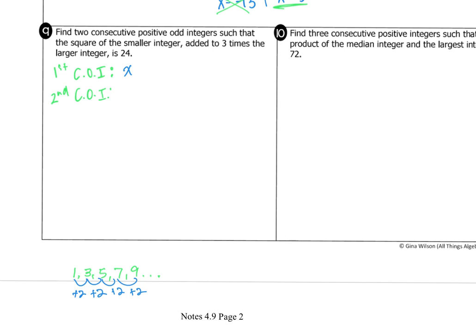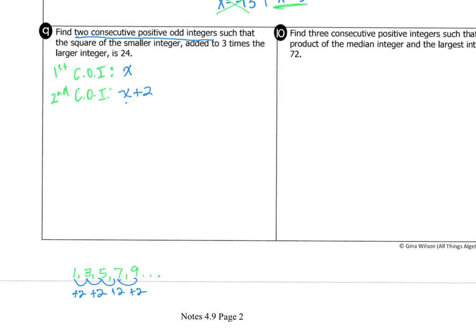It's the original number. But it's telling us to find two consecutive integers in a row. Consecutive, again, in a row. So if that first number I found was 5, well, the next consecutive odd number would be 7. If the first odd number I found was 13, the next consecutive odd integer would be 15. So we're looking for odd numbers in a row. So again, because all odd numbers are found by adding 2, we're saying that the second one is just x plus 2.